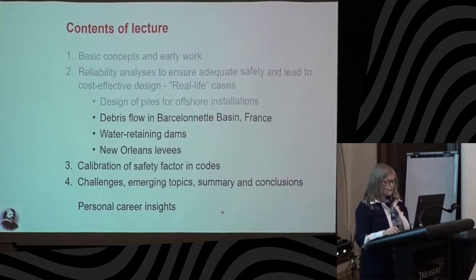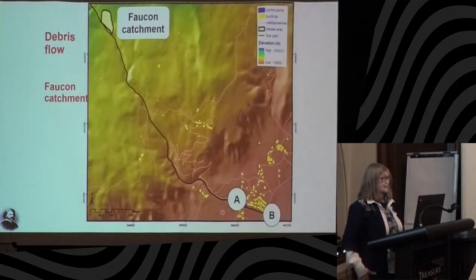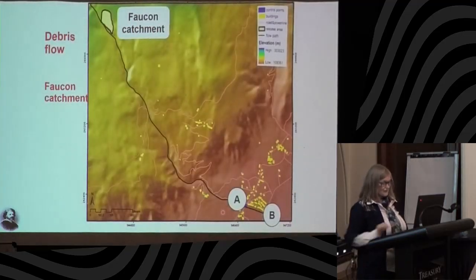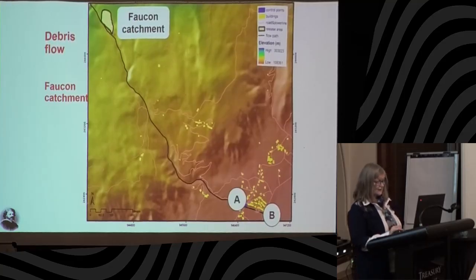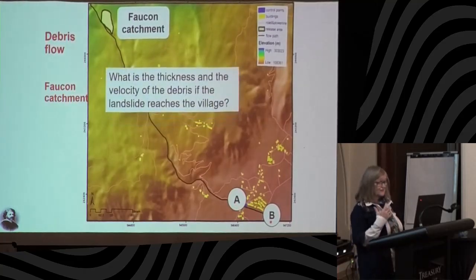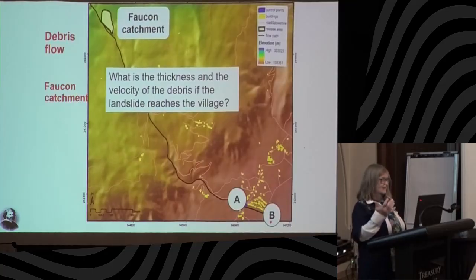The second example is debris flow in Barcelonnette in France. And it's quite short, but we have a catchment called the Faucon catchment, which is up here. And it has had repeated episodes of landslides or debris flows. And there's a village, Barcelonnette here, there are a few houses here, and it is in the path of the earlier landslide. And the question, there's a point A and point B, which we will discuss later, is what is the thickness and the velocity of the debris if the landslide reaches the village, because it tells you something about how many people may die.